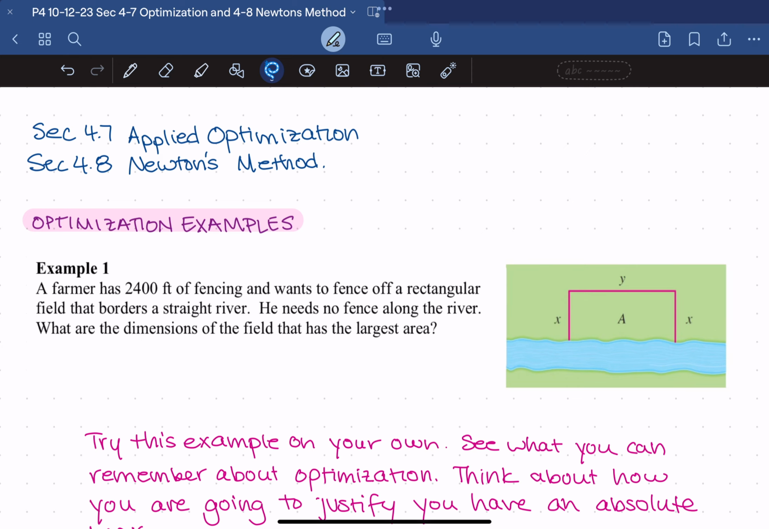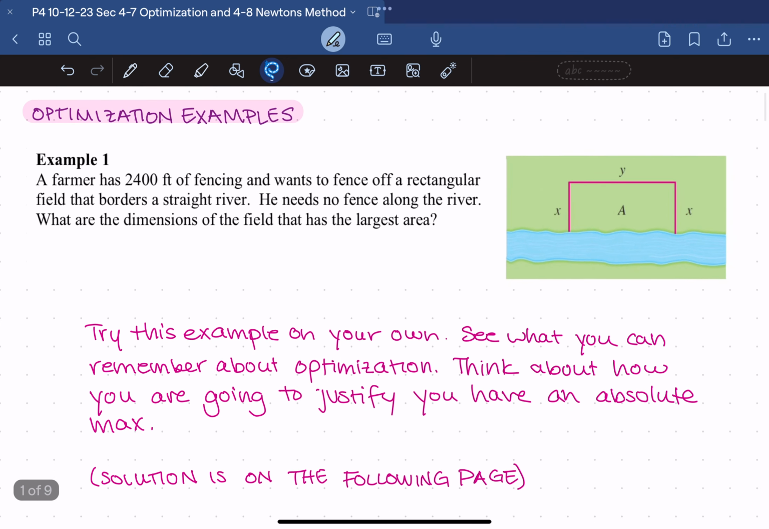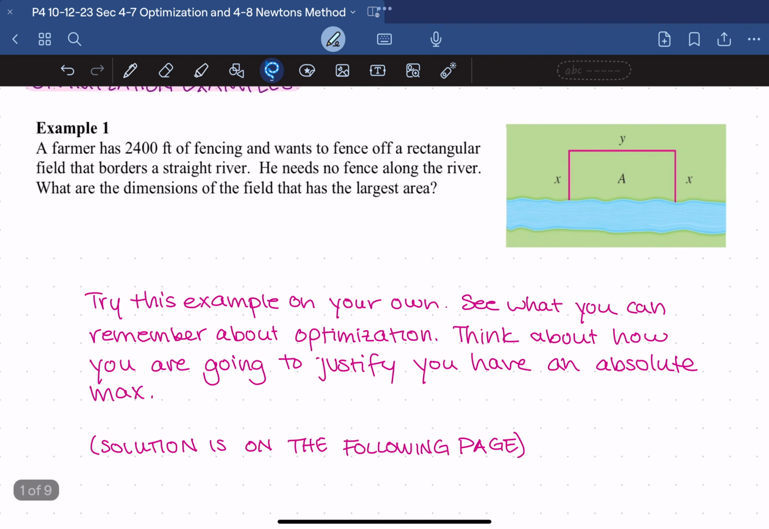So today we're going to talk about applied optimization and Newton's method. So we'll see how much you remember about optimization. If you want to try this on your own, otherwise I'll walk you through it. But remember the general gist of optimization, in case you forgot and you want to try it on your own, is you read the problem, and in this case, we want the largest area. So you're going to find an equation for area, and you're going to find the absolute maximum of that.